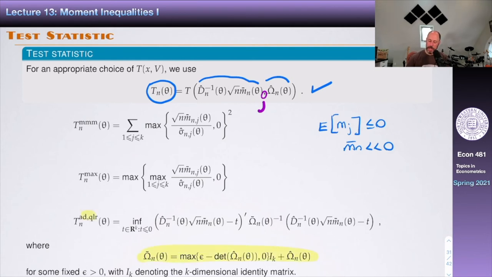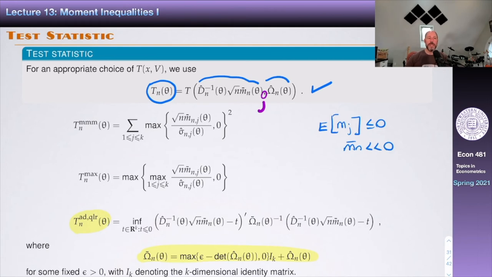This test statistic, which is related to the empirical likelihood test of this problem, is known to have better power properties than the other two, but is often significantly more complicated to compute.